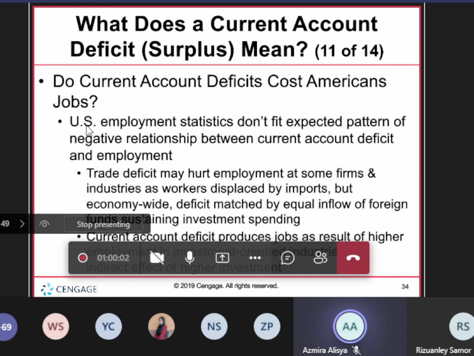So do current account deficits cost Americans jobs? US employment statistics do not fit the expected pattern of a negative relationship between current account deficits and employment. A trade deficit may hurt employment at some firms and industries as workers are displaced by imports, but for the whole economy, the deficit is matched by an equal inflow of foreign money investing in the United States. So a current account deficit produces jobs as a result of higher investment.